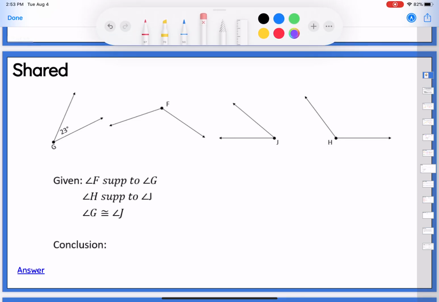All right, well, I'm actually going to start down here on the bottom given. That's the easy one to mark, right? So angle G is congruent to angle J. That means if angle G is 23 degrees, then angle J is 23 degrees as well. So you could have that written down.